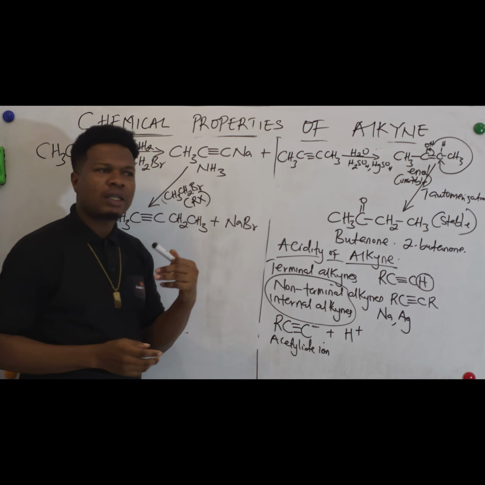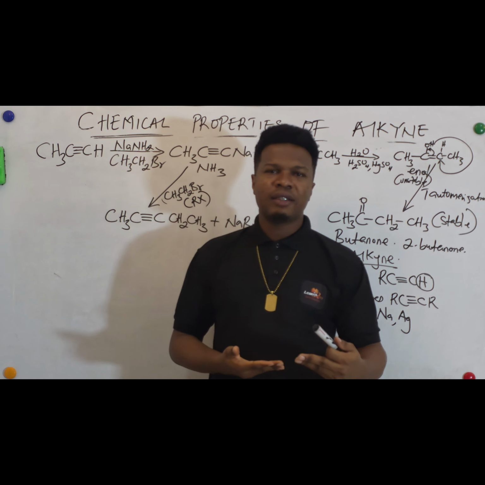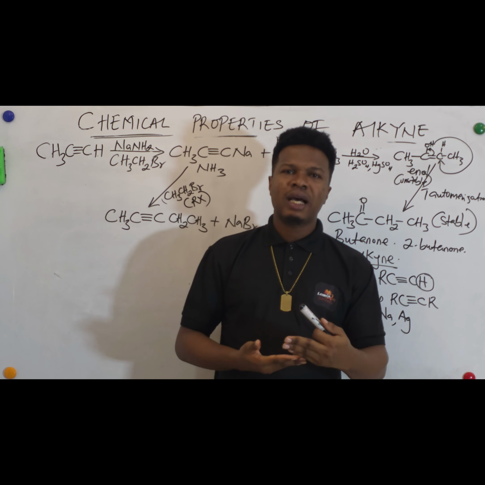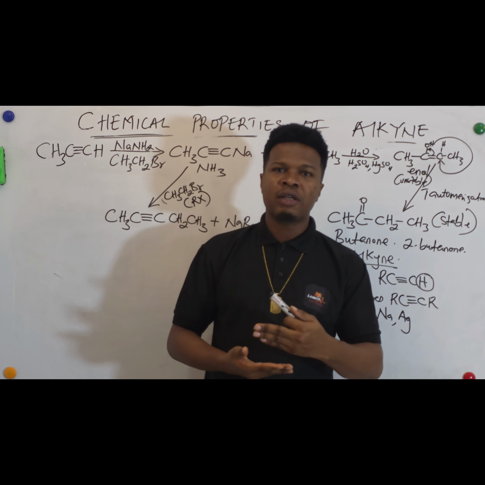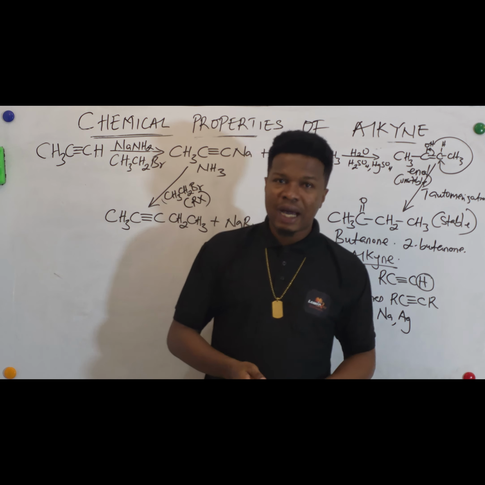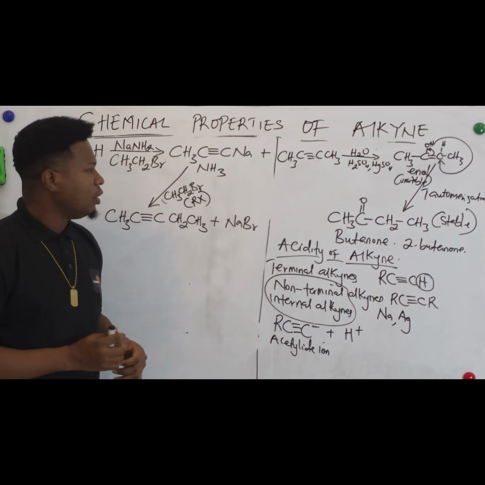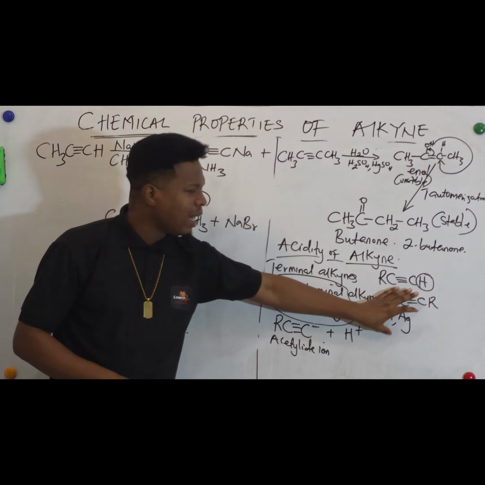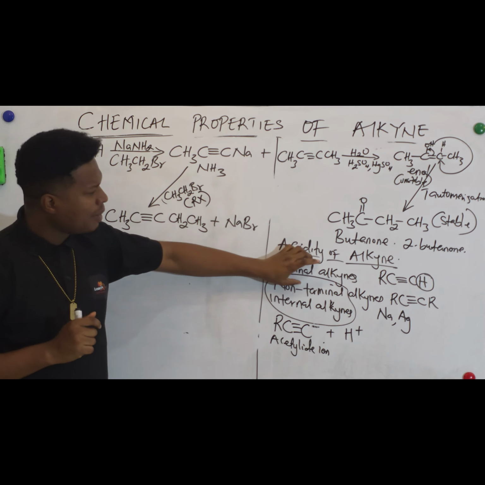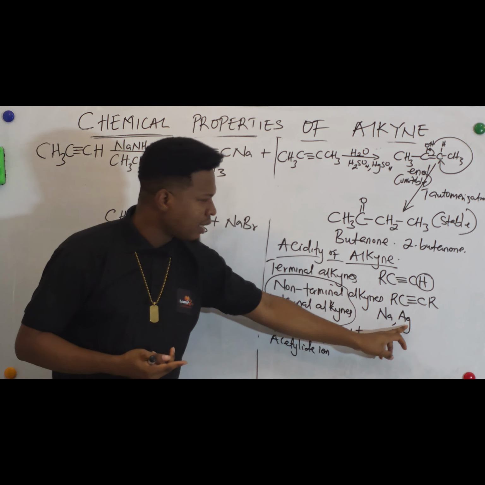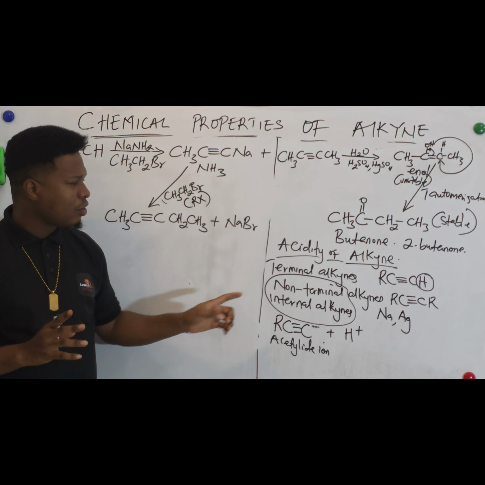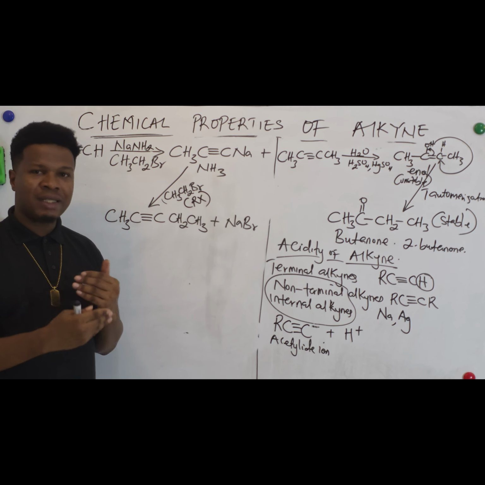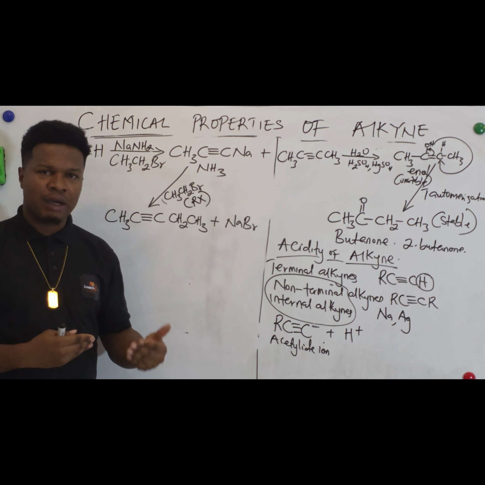So take note, terminal alkynes can be elongated by reacting with something that will precipitate the metal, and then also something that will elongate it, such as an alkyl halide. In terms of acidity, terminal alkynes are more acidic than non-terminal ones, and it's only terminal alkynes that can precipitate these metals. Non-terminal or internal alkynes cannot do this. So that is what I wanted you to understand in terms of the acidity of alkynes.